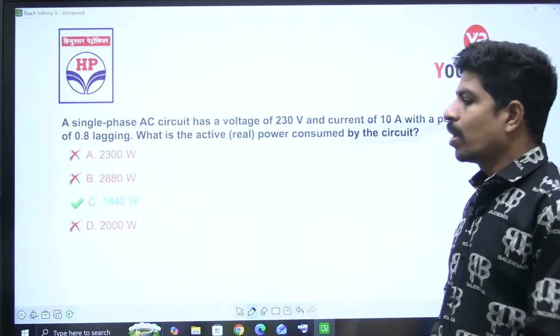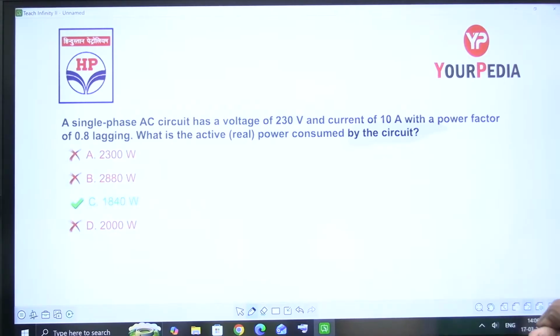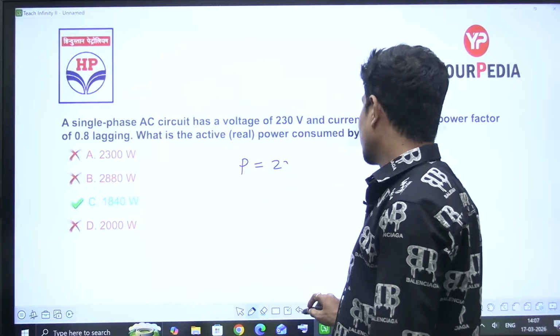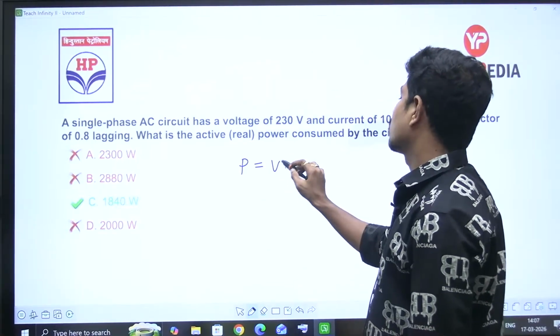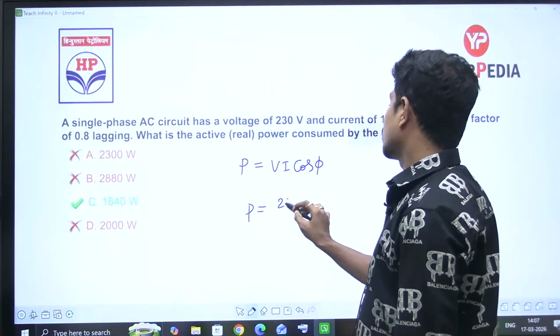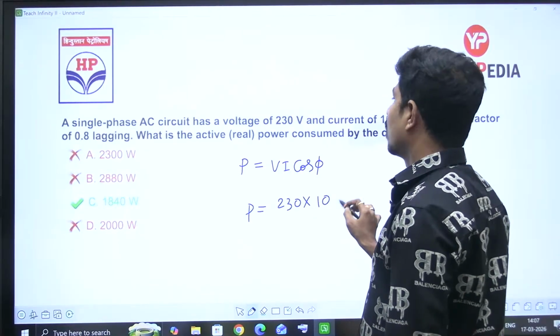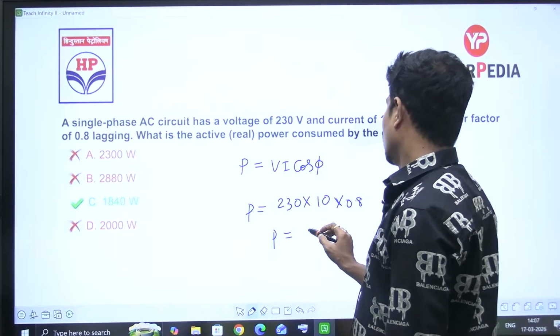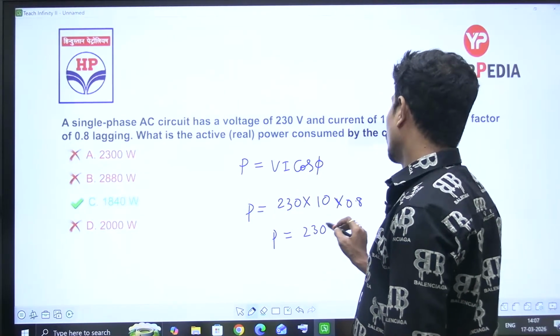What is he saying in this question? A single phase AC circuit has a voltage of 230 volts and current of 10 amperes with a power factor of 0.8 lagging. What is the real power? Direct question. Let me write the formula: P is equal to VI cos phi. V is 230, I is 10, cos phi is 0.8. So P is equal to 230 into 8.